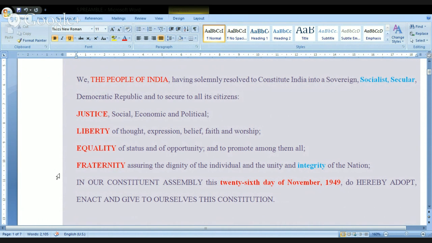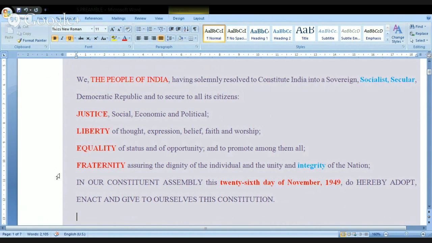So meaning the people who are present in India have been given enough freedom or liberty. Liberty in what? In thought, in expression, in belief, in faith, and also in worship. And next, if you go to equality, equality of status and of opportunity, and to promote among them all fraternity, assuring the dignity of the individual and the unity and integrity of the nation. If you look at the word integrity, again, it has been given a different color here.